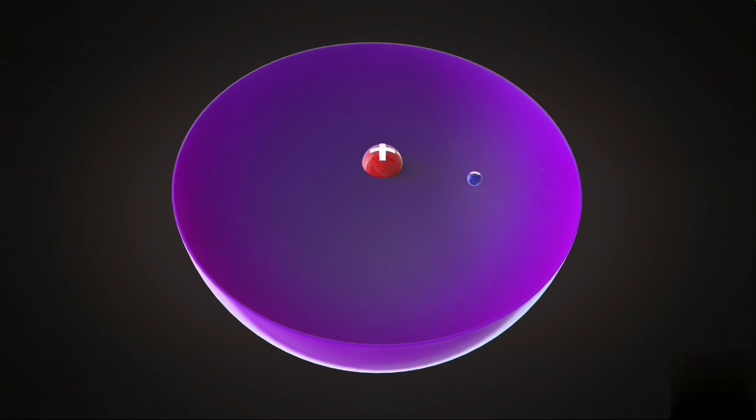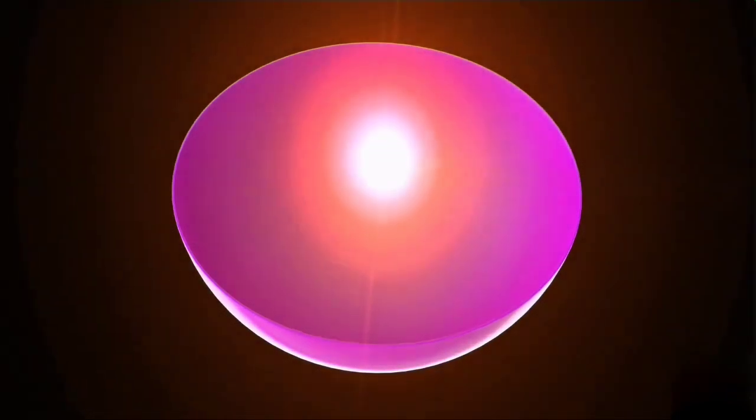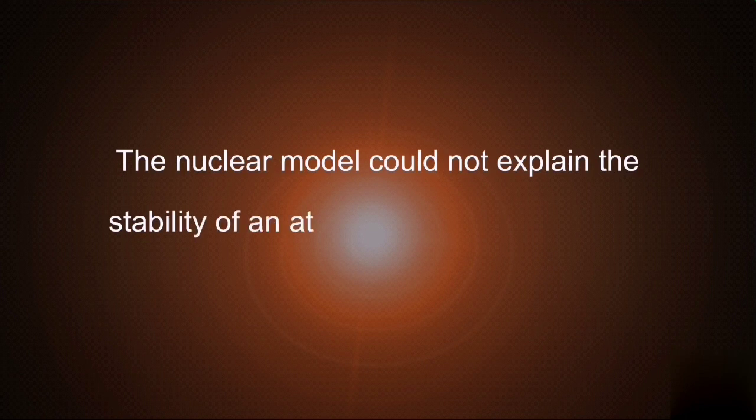If this were so, the atom should be highly unstable, and hence matter would not exist in the form that we know. We know that atoms are quite stable. So, the nuclear model could not explain the stability of an atom, and this was its major drawback.